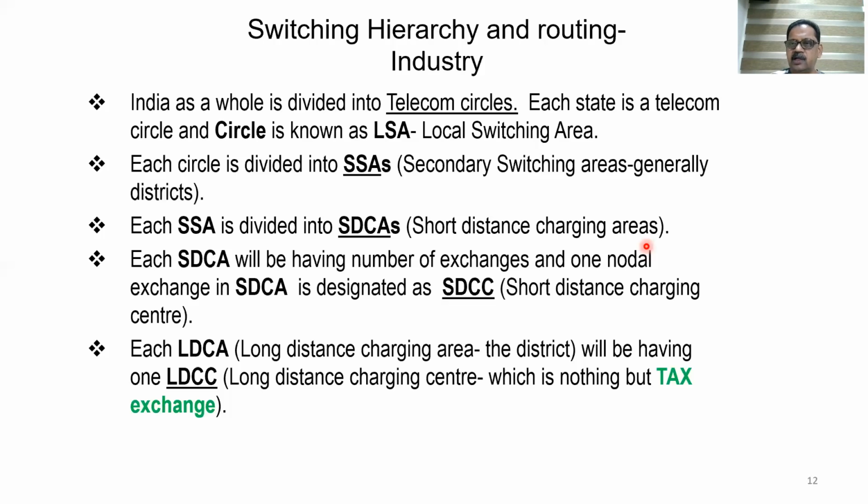I will try to give you one small example. I am taking the present Andhra Pradesh as an example. Because I am speaking from Vijayawada, I take Krishna district as one unit. So Krishna SSA, or more popularly known as Vijayawada SSA, at Krishna district level, we have different short distance charging areas. There are 10, including Vijayawada, Machilipatnam, Gudivada, Nandigama, Nuzvid, Jaggayyapeta, Challapalli, like that. There are like 10 SDCAs.